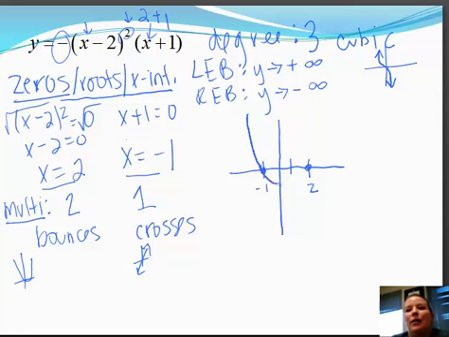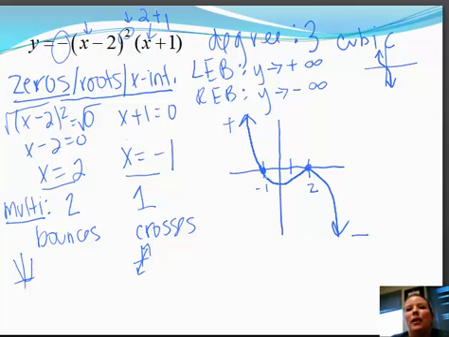It doesn't matter really how far down you go because we're not worried about that quite yet. It's going to bounce at 2, meaning it's going to make a parabola and go back down. Okay? So my end behavior makes sense. This is going to positive infinity. This is going to negative.